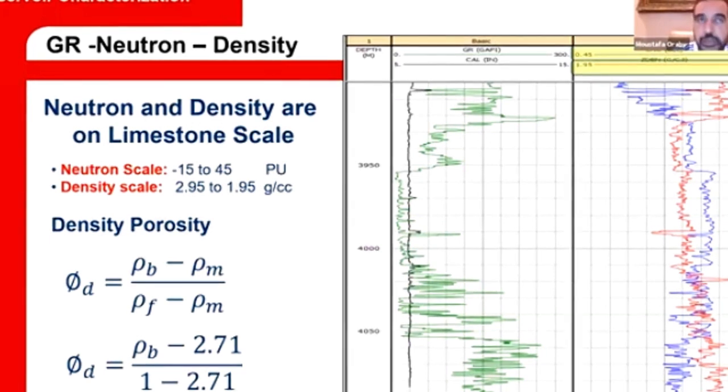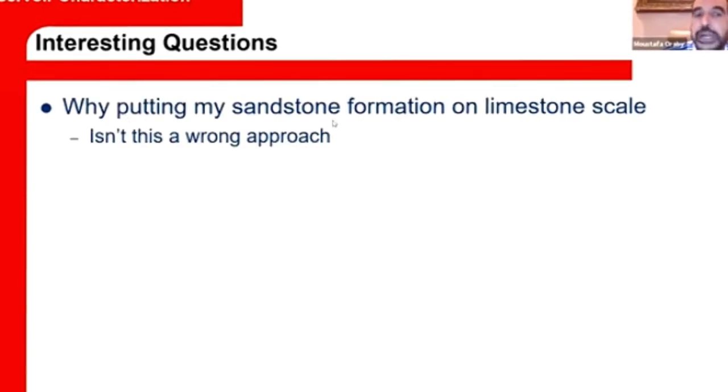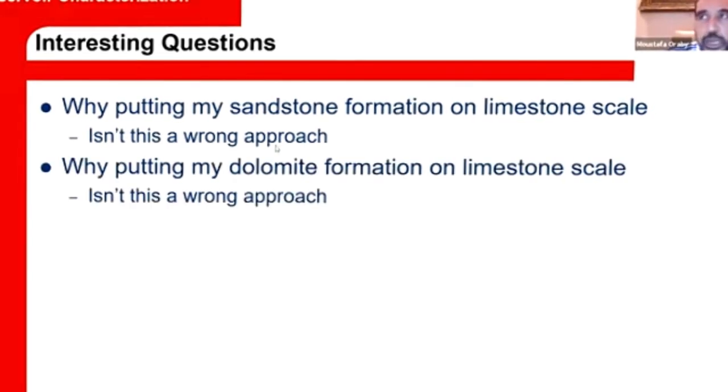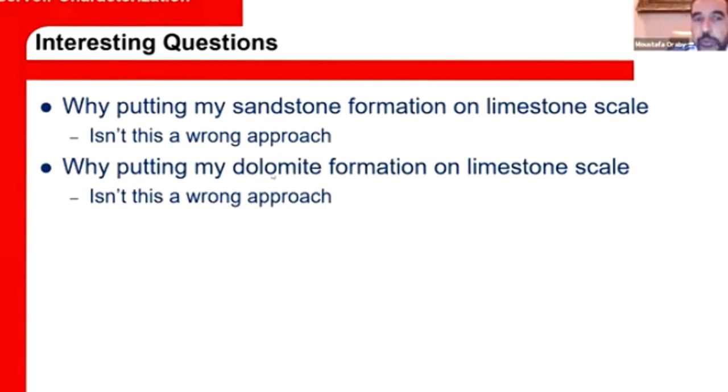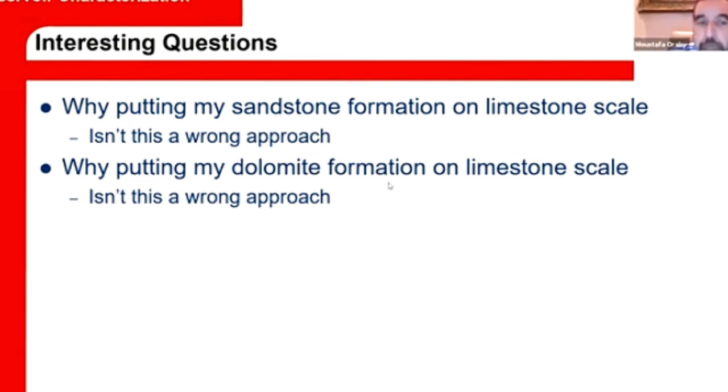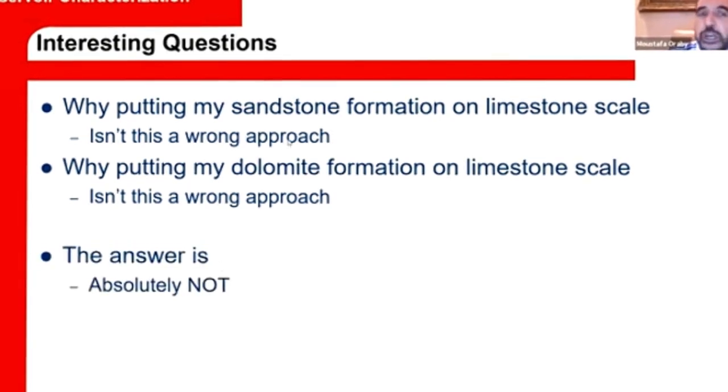Okay. The question will be, this is wrong. Yes, we understand this is wrong. My rock is sandstone. How can you force me to put it on limestone? Yes, we understand that. But if you bear with me a little bit, you will understand why we are doing this. This is the question that I just raised: why put my sandstone formation on limestone scale? Isn't this a wrong approach? Also, the person who has dolomite will ask the same thing: why put my dolomite formation on limestone scale? I know it's a dolomite. But the answer is absolutely no. That's not a wrong approach.